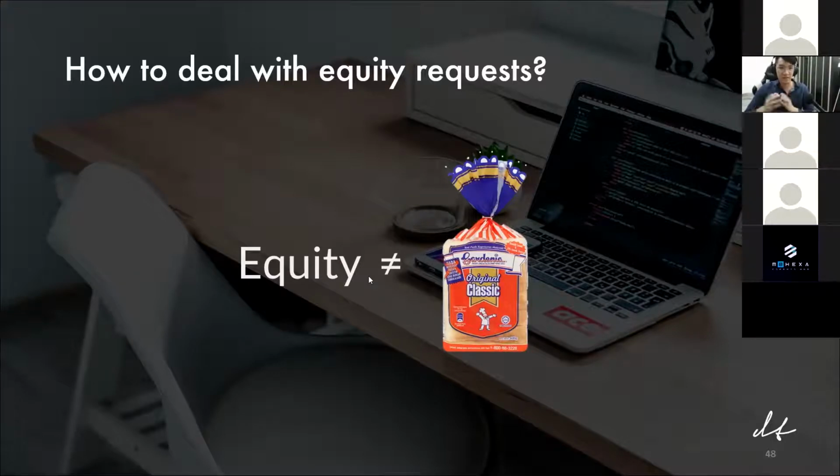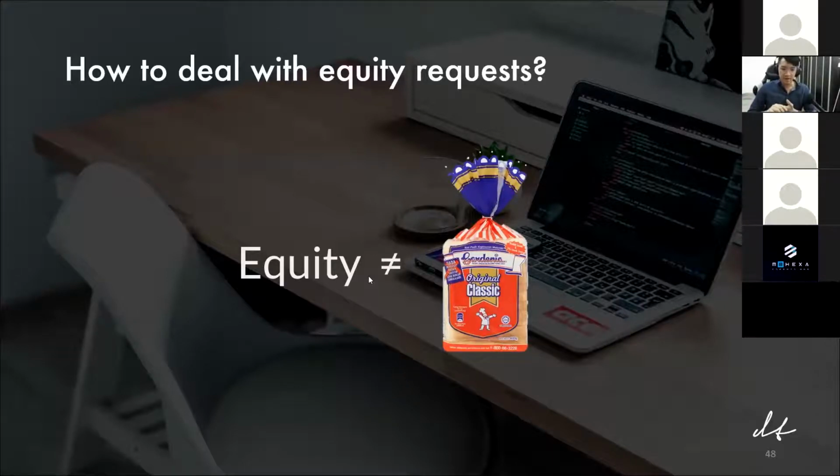Equity means a share. For those that are not clear what it is, equity is shareholding in a company. So let's say the company gets sold for 100 million. You own 5%, so you get like 5 million, once the company gets acquired. So that's how equity works. However, if the company doesn't get sold, it makes a loss every month. You don't get anything as a developer.